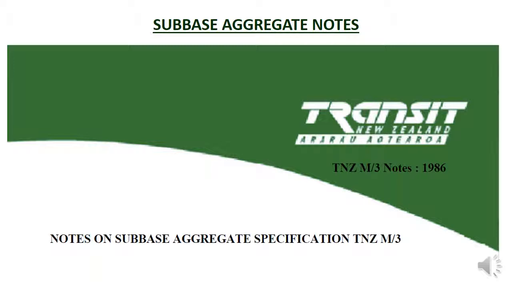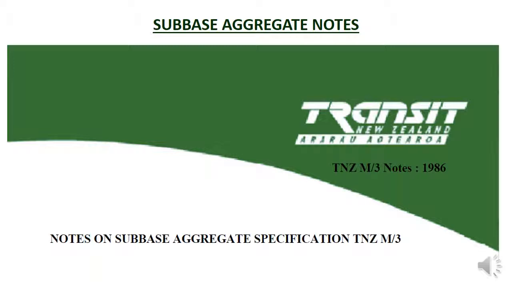Having said that, NZTA has no specification for sub-base materials, although there is a set of notes providing guidance on the requirements for sub-base materials. These notes are titled TNZ M3, Notes on Sub-Base Aggregate Specification. This document sets out what a sub-base specification should include and sets out the minimum requirements.